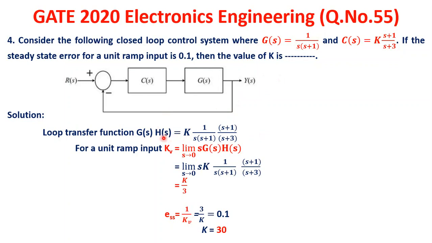So this is the expression for loop transfer function. So Kv is K, I have substituted 30 by 3 is 10, 1 by 10 is 0.1. So like solving an equation, after getting the solution of equation, we can resubstitute in the equation and check whether both sides of equation are satisfied. Like that we can check.